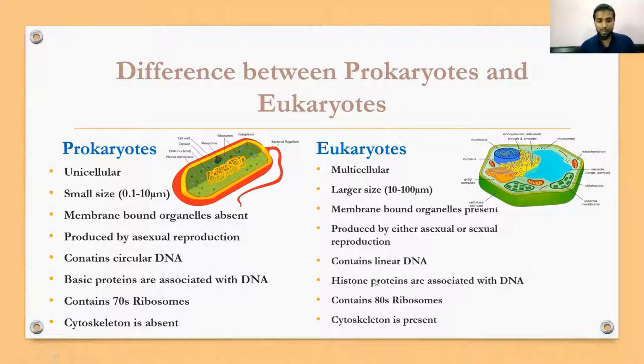In eukaryotes, histone proteins are associated with DNA. Suppose there are four histone bodies, two like this and two others like this. The DNA material will be coiled around the histone proteins. Prokaryotes have 70S ribosomes, whereas eukaryotes have 80S ribosomes, and the cytoskeleton is absent in prokaryotes, whereas it is present in eukaryotes. All these points will be covered when we see the video on the internal organization of a cell.